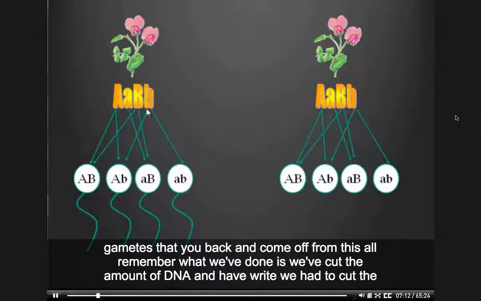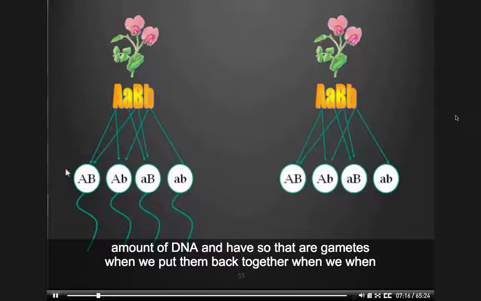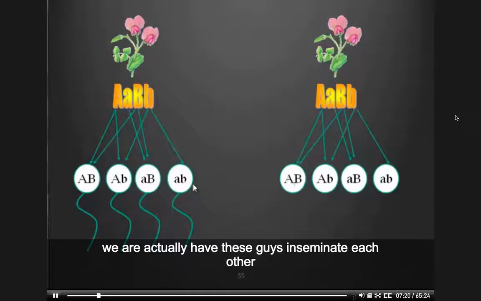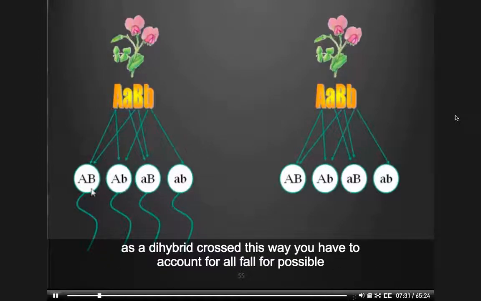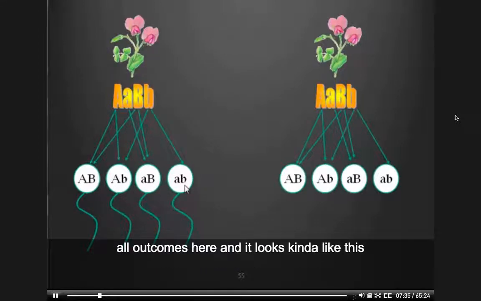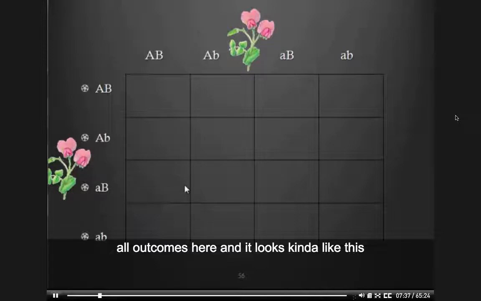Remember, what we've done is we've cut the amount of DNA in half, right? We had to cut the amount of DNA in half so that our gametes, when we put them back together, when we actually have these guys inseminate each other, you will go back to having the same amount of DNA as their parents have. So when you do a dihybrid cross this way, you have to account for all 4 possible outcomes here. And it looks kind of like this.